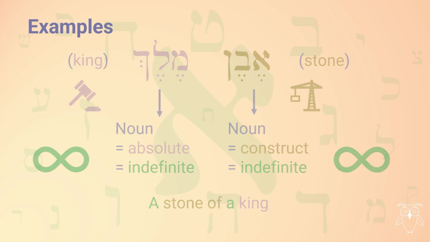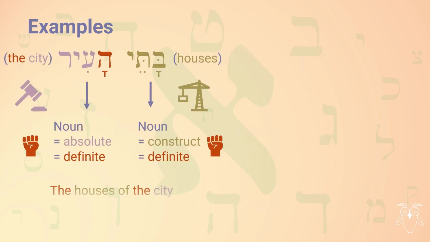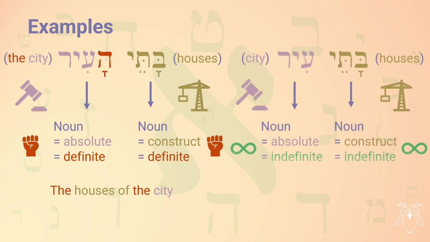Well, look at these 2 parallel examples. Batei Ha'ir, the houses of the city, and Batei Ir, houses of a city. Now there are some exceptions to this pattern that are based on logic more than on grammar rules. Here's an example.